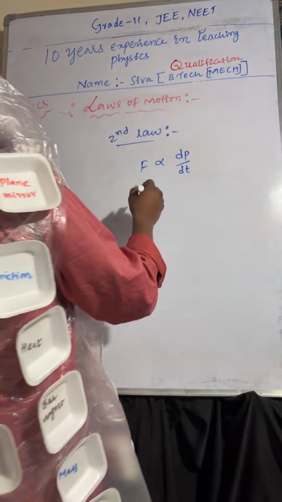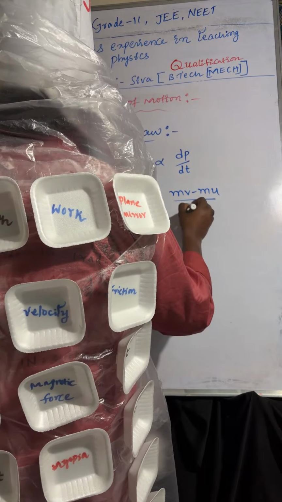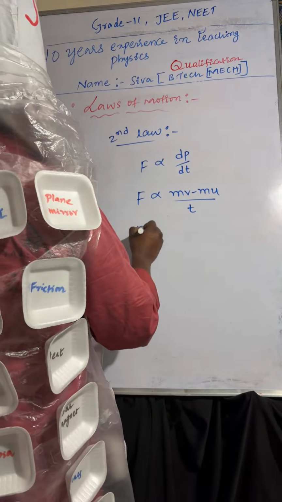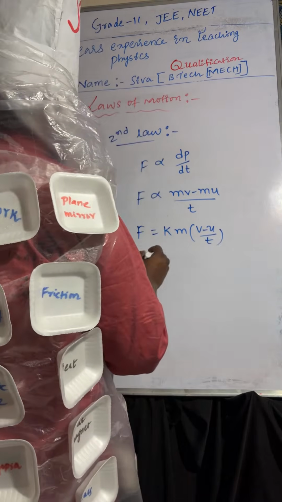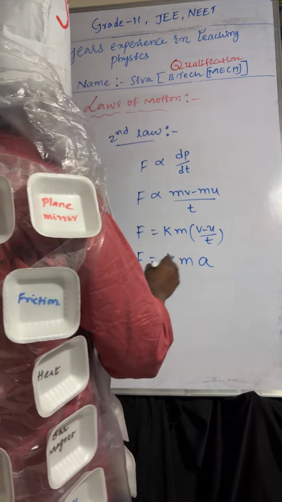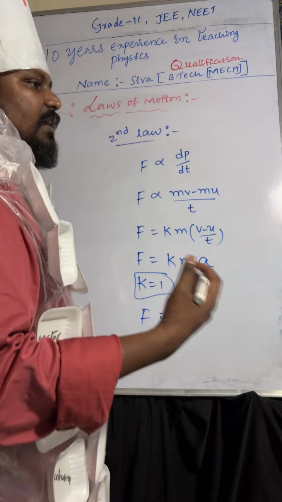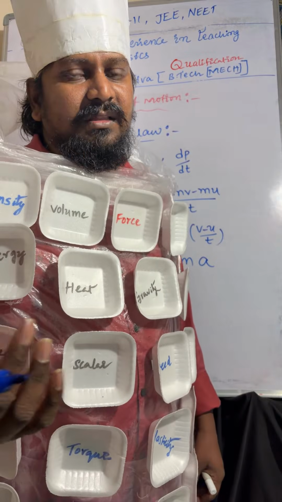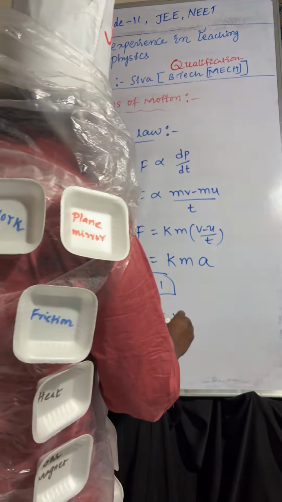The rate of change in momentum is nothing but final momentum minus initial momentum, that is mv minus mu, by t. So with respect to time, F equal to K into m, taking m common, (v minus u) by t, that is nothing but acceleration. So F equal to K m a, where K is a proportionality constant, and I am taking K equal to 1. Understood or not?